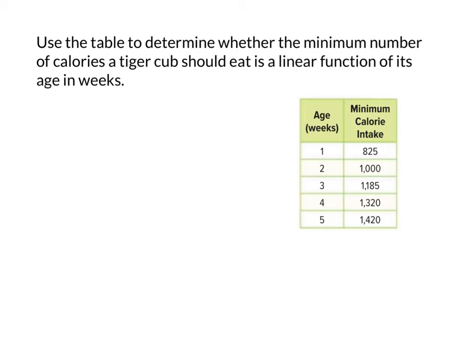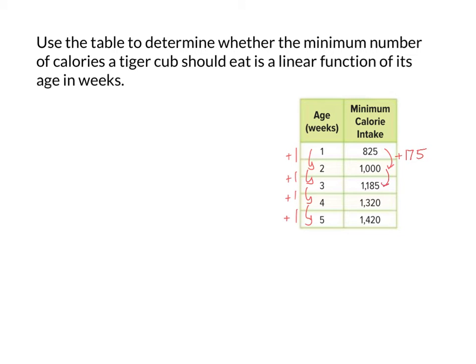Use the table to determine whether the minimum number of calories a tiger cub should eat is a linear function of its age in weeks. So below we have a table, and let's find the change in y over the change in x. So the minimum calorie intake for a tiger that's 1 week old is 825. During its second week of age, it needs 1,000 calories. So this is a difference of 175. And the age only changes 1 week. From 2 to 3 is 1, from 3 to 4 is 1, and from 4 to 5 is 1.